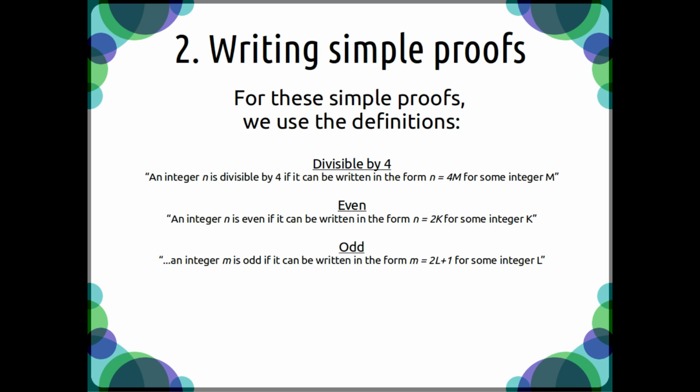When we need to write a number n as an even number in a proof, we'd then instead swap it out with something like 2k, because 2 times some integer will always be even. And for odd numbers, we'd swap them out with something like 2l plus 1, because an even number, which would be like 2k, plus 1 will be something odd.